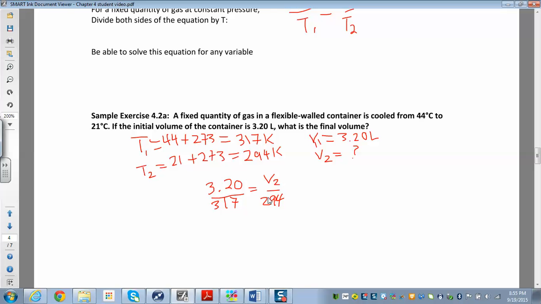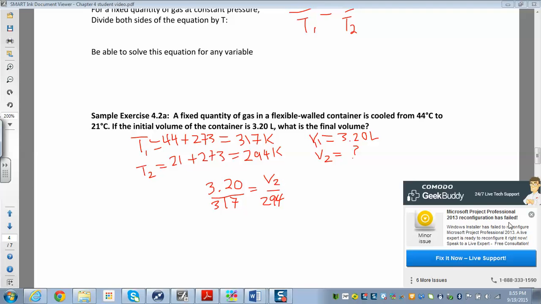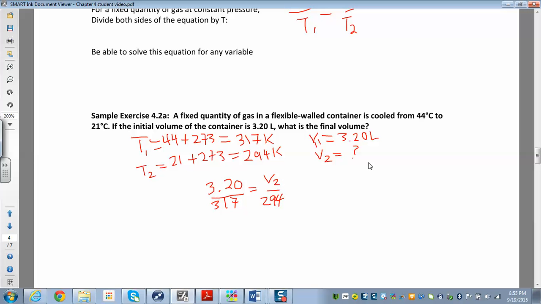Now how you're going to solve this is just algebra. You can cross multiply and then divide over there, or if you just multiply both sides by 294, that will cancel. So I'm going to multiply over here by 294. So in your calculator, you're going to do 294 times 3.2 and then divide that by 317. And when you do that, you get volume 2 is like 2.96782, something like that.